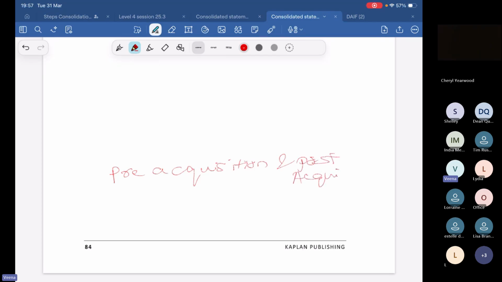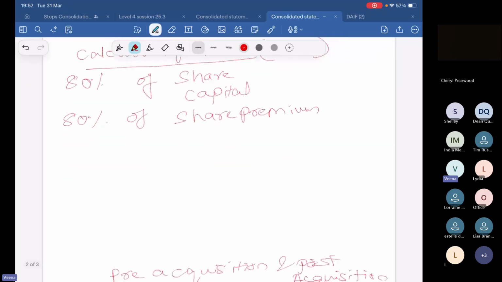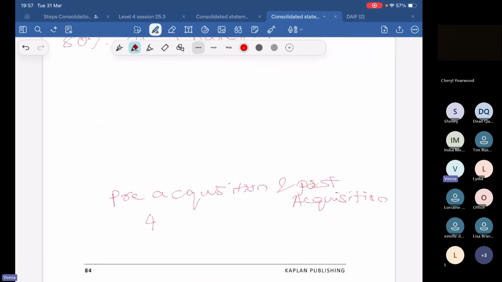I cannot take post-acquisition for the calculation of goodwill. I can only take pre-acquisition. What was pre-acquisition? Pre-acquisition was what was given here, which was 4,800,000. So I can take that. I cannot take anything after. So post-acquisition, forget it for the time being. Pre-acquisition is all I can take.